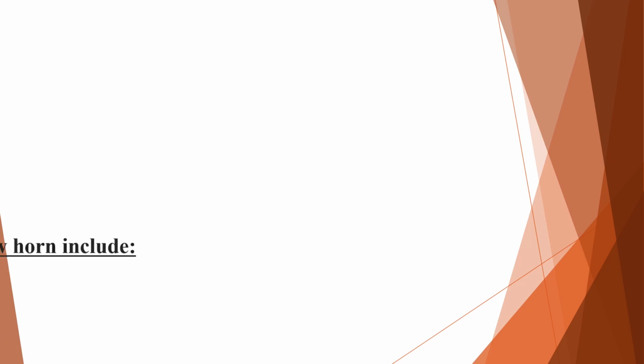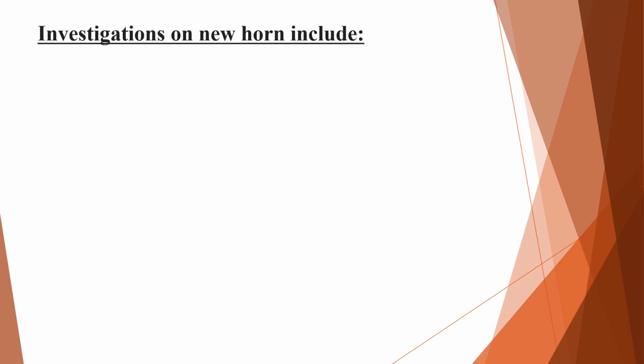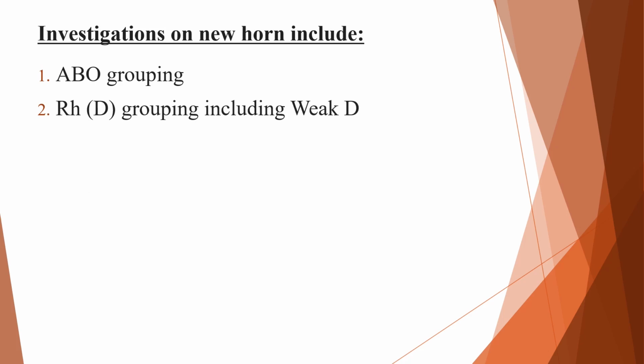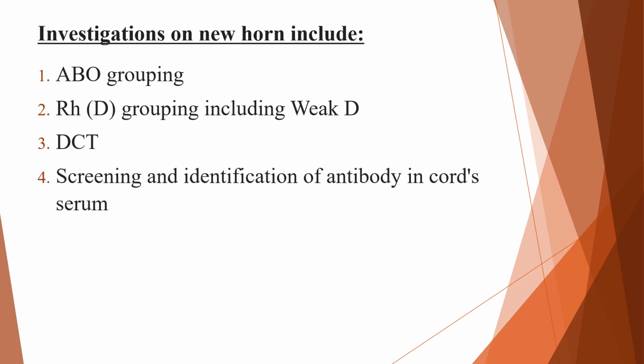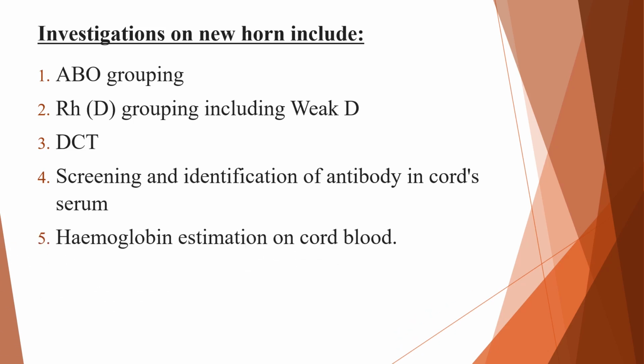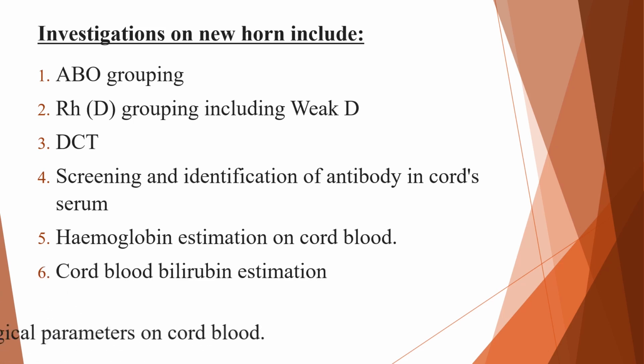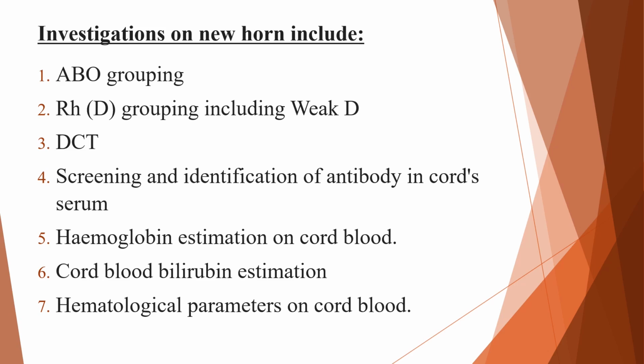Investigations on newborn include: 1. ABO grouping, 2. RHD grouping including weak D, 3. DCT, 4. Screening and identification of antibody in cord's serum, 5. Hemoglobin estimation on cord blood, 6. Cord blood bilirubin estimation, 7. Hematological parameters on cord blood.